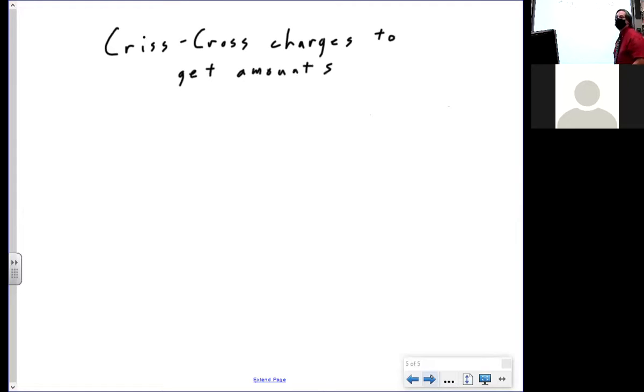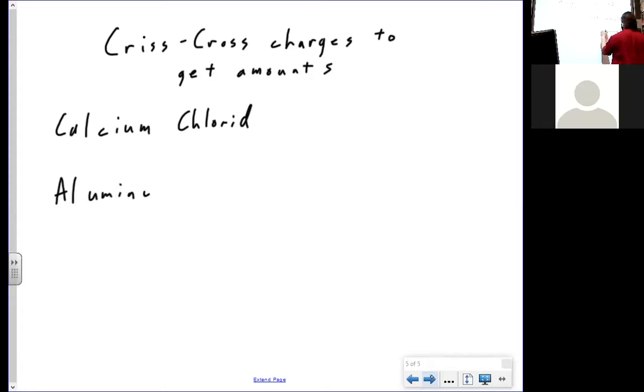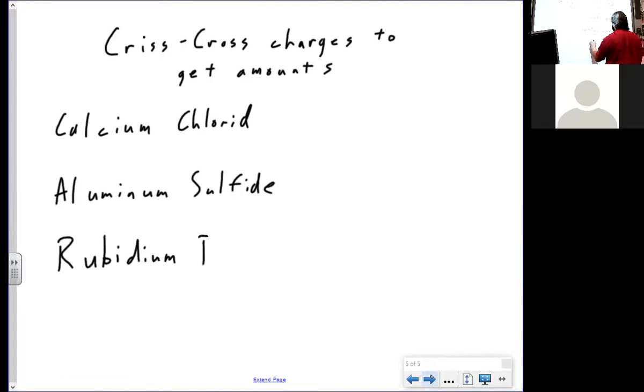All right, so let's show you some examples here. Let's check out calcium chloride. Aluminum sulfide. Rubidium phosphide, sorry. Since I'm writing up here, let's go ahead and do calcium oxide. I already did calcium. Strontium oxide.